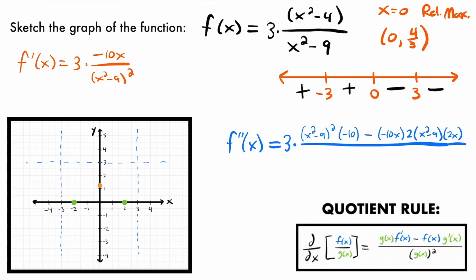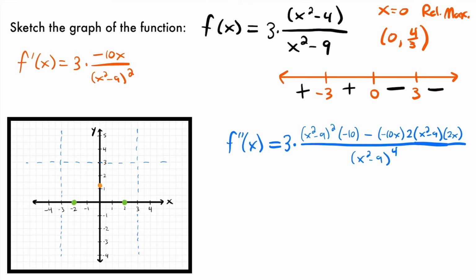And now for the bottom, or the denominator, we are going to take the bottom function and square it. So we'll have x squared minus 9 to the 4th power. And so then that is the end of our derivative process. We have now used the quotient rule and we have our second derivative.